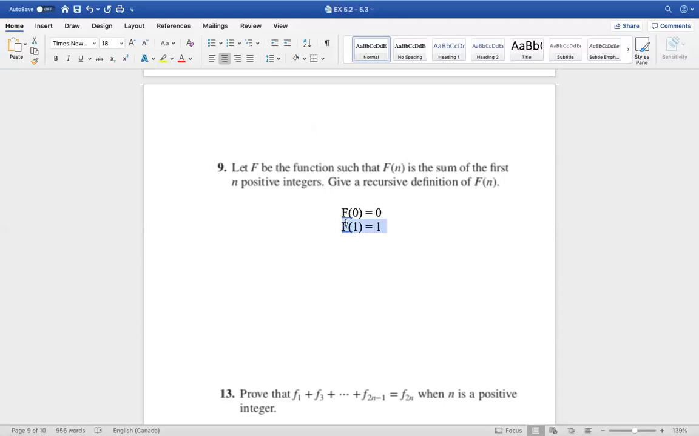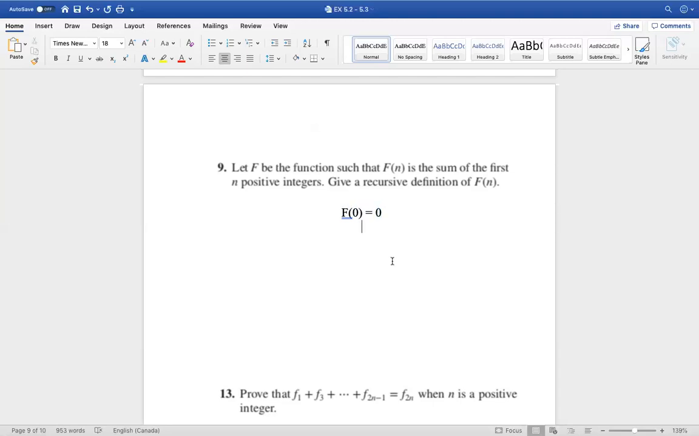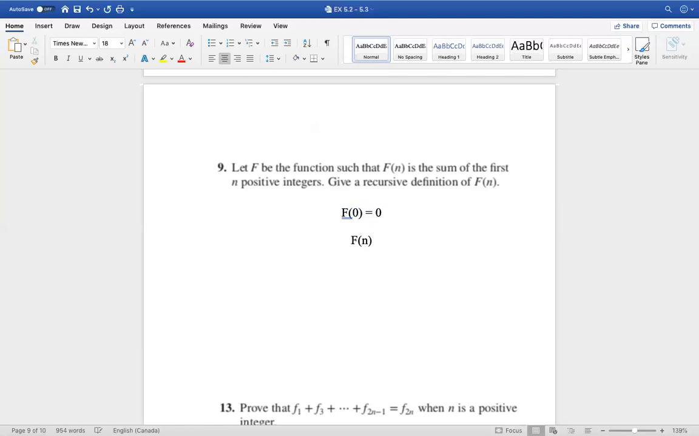So we know that our basic or minimal step is f of 0 equals 0. So when n is 0, it will return this 0. So f of n here represents such a recursive function which returns the sum of the first n positive integers. So f of n equals f of n minus 1 plus n, for n greater than or equal to 1, and it's important to define the domain because this works only for the positive integers. So now we have defined such a function.